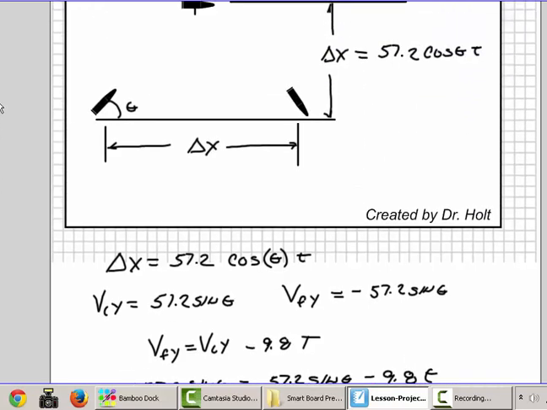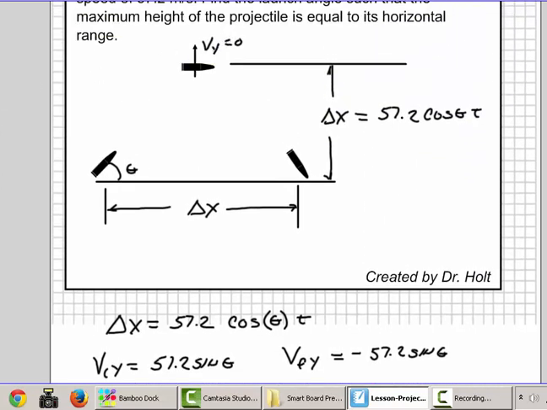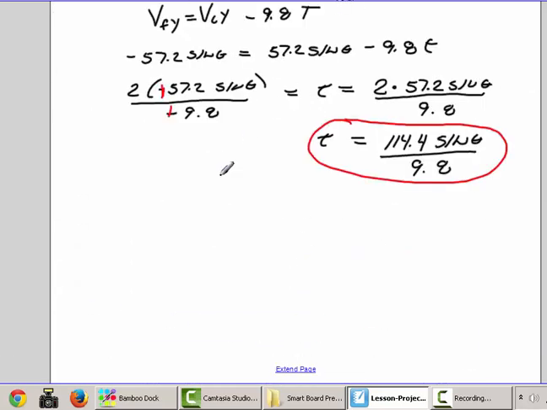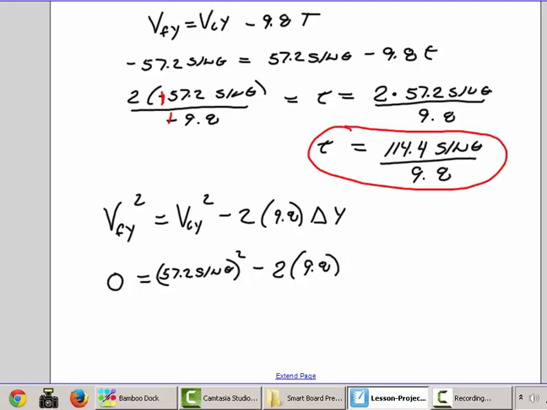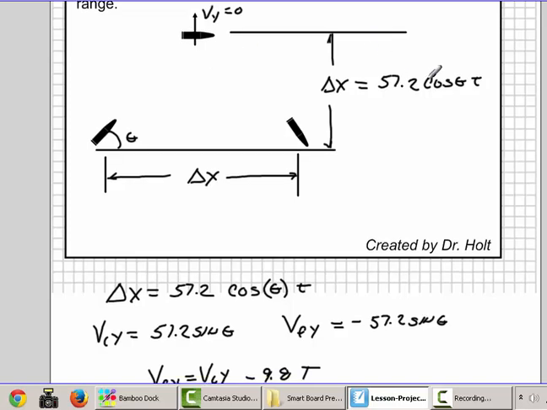Again, we know the final velocity here is going to be 0. So we go back to the kinematic equation that says that VF y squared is equal to VI y squared minus 2 times 9.8 times my delta y. Again, we know at the top we're going to get 0. We know this value here is just going to be 57.2 times the sine of theta. That's my initial velocity. We're going to square that minus 2 times 9.8 times delta y. And again, we know delta y is this value right here.